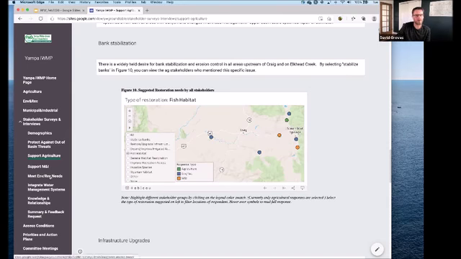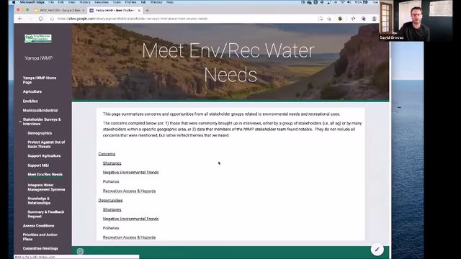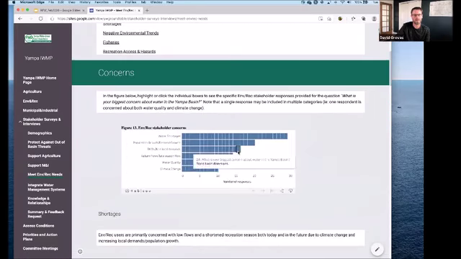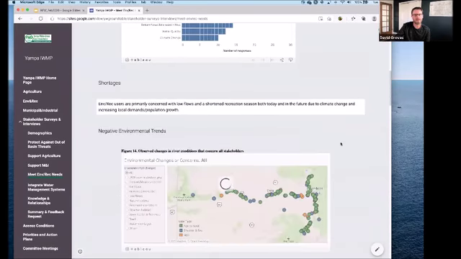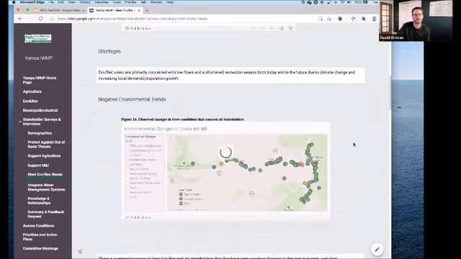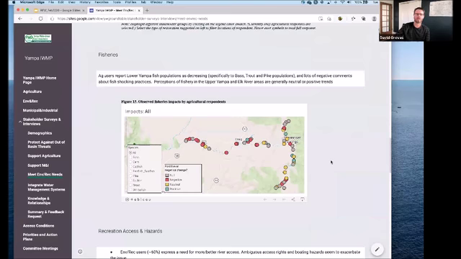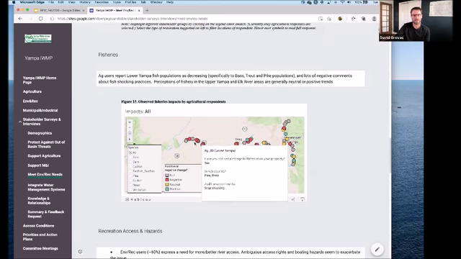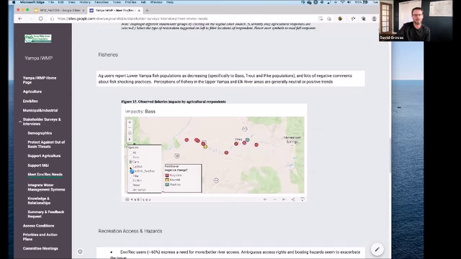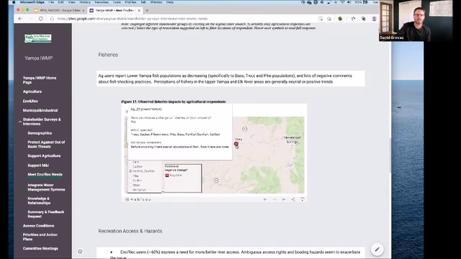One more example, going over to the environmental and recreation water needs. We can see their stakeholder concerns, and then this is what I want to show. This looks at some of the observations about fisheries impacts by the agricultural respondents. Here we can see all the different responses and then say, well, let's find out where people are concerned about bass or carp or panfish. And then again, you can mouse over it and see additional information.